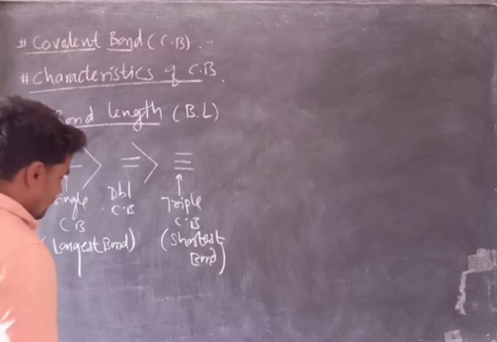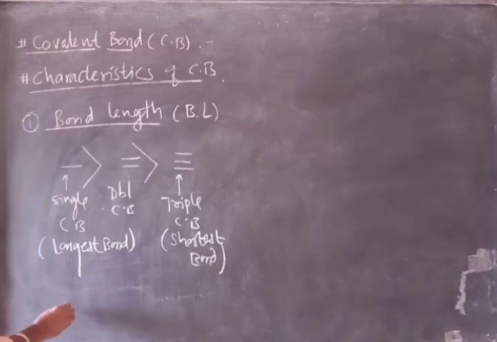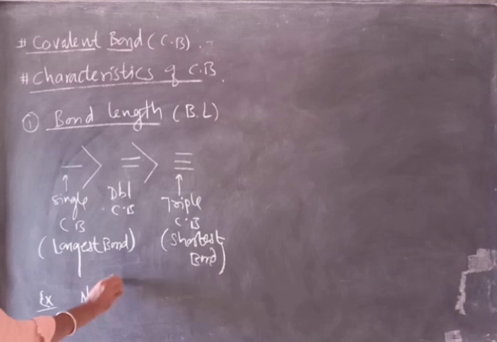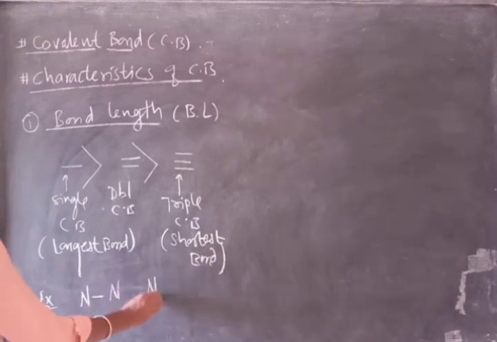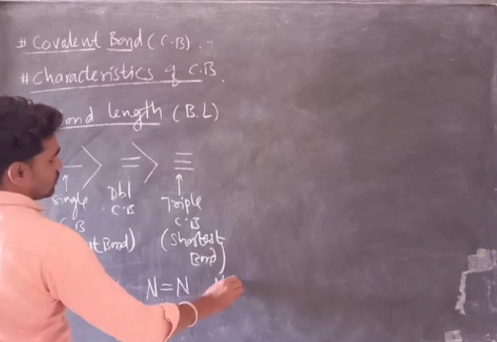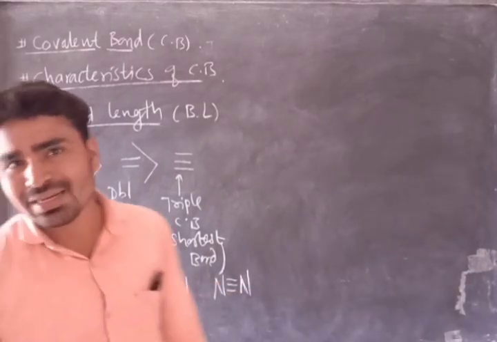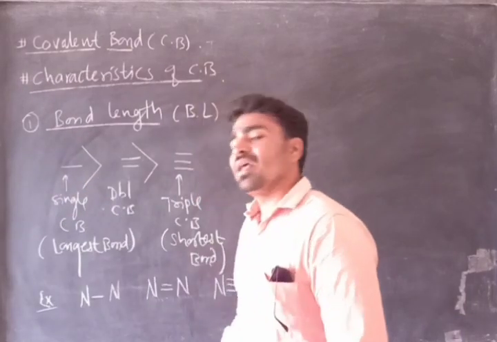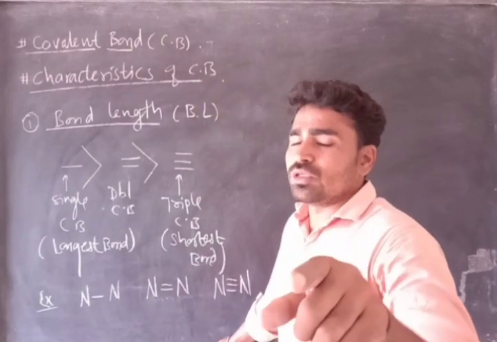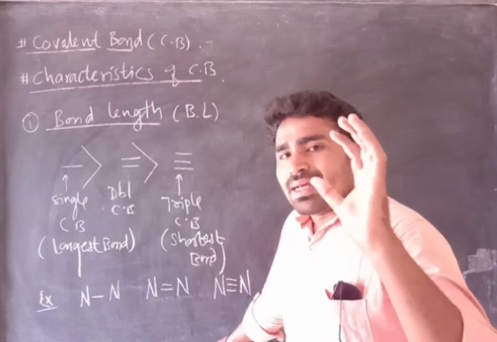You just consider, so when I write the example like this, you simply consider example. Here I have written nitrogen single bond. Here I have written nitrogen double bond, and here I have written nitrogen triple bond. You can easily identify the single bond, double bond, triple bond. Remember this note that I am going to tell you.